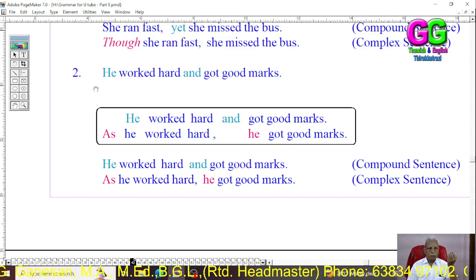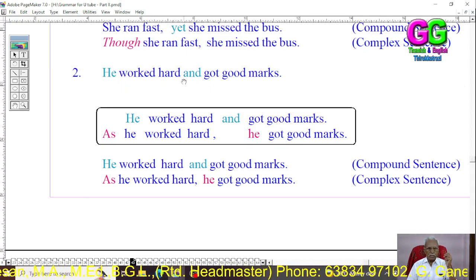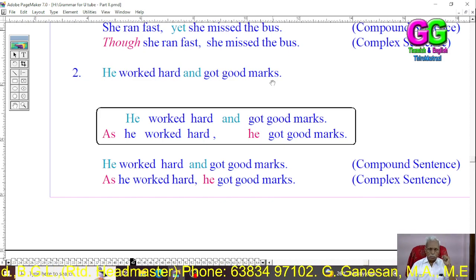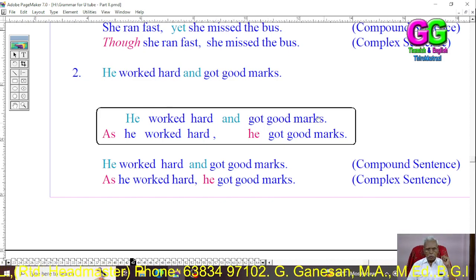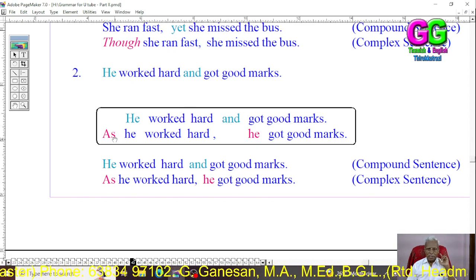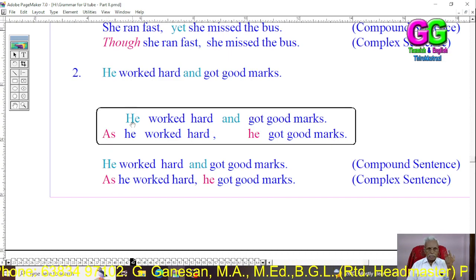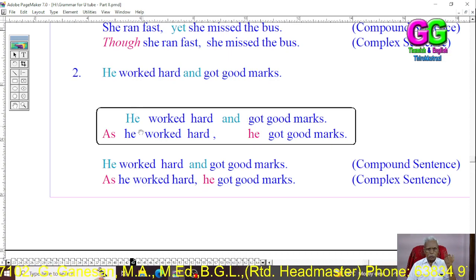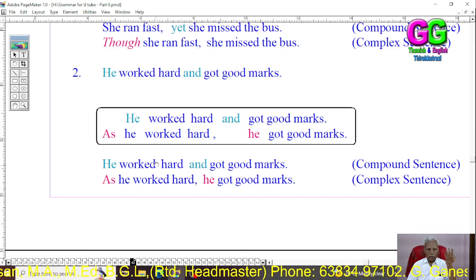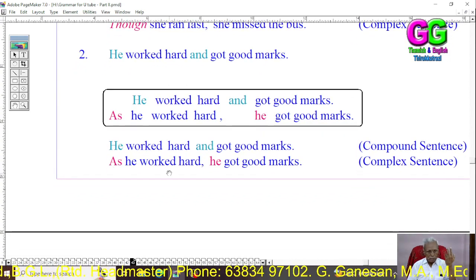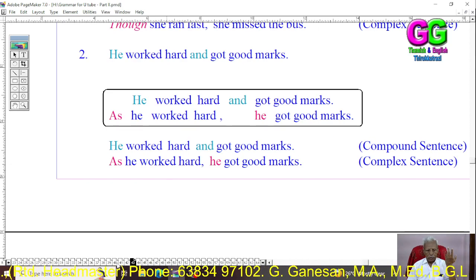Second, he worked hard and got good marks. It is the sentence we saw in the example. See, he worked hard and got good marks. Here the compound conjunction is "and". Its complex conjunction is "as", because I have used "as". Pronoun H is small and "and" is removed. There is no subject here, so the subject has been used here. So, he worked hard and got good marks. As he worked hard, he got good marks.